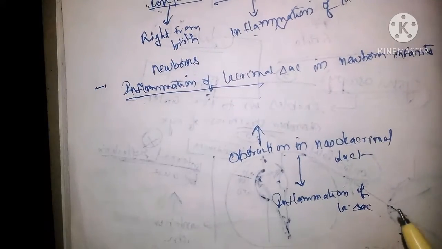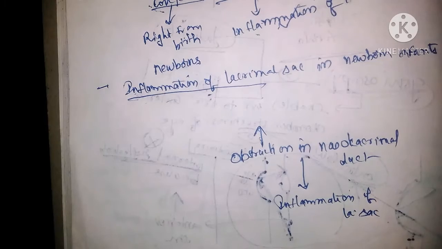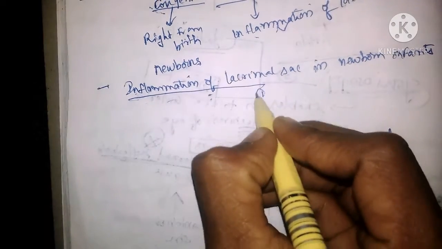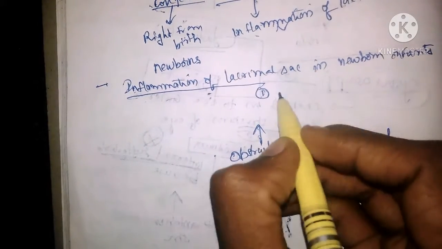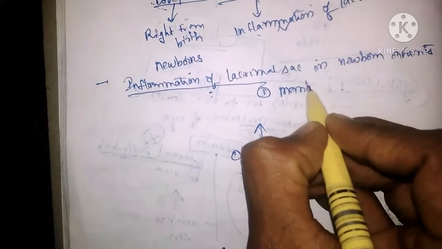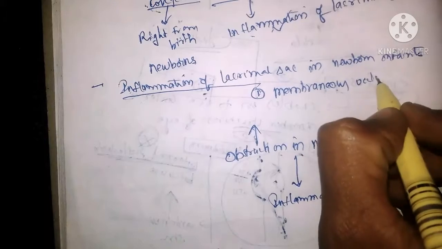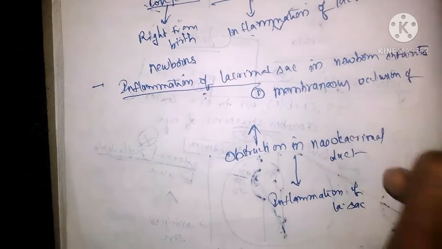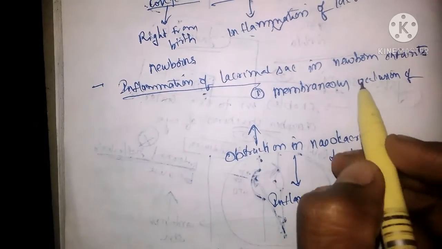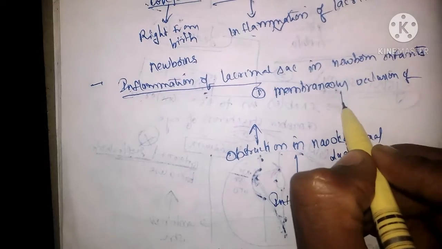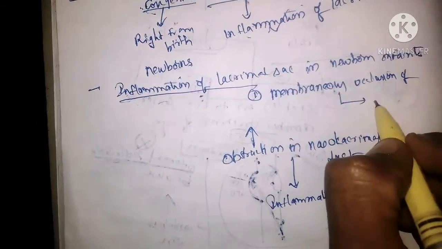Why is there obstruction? There are many causes of obstruction. The first among those is membranous occlusion of the nasolacrimal duct, and this membranous occlusion is mainly present at the valve of Hasner.